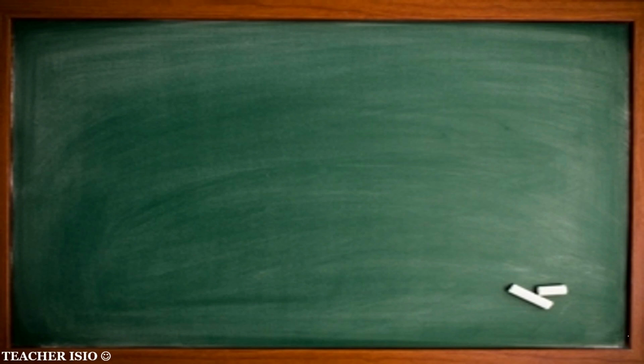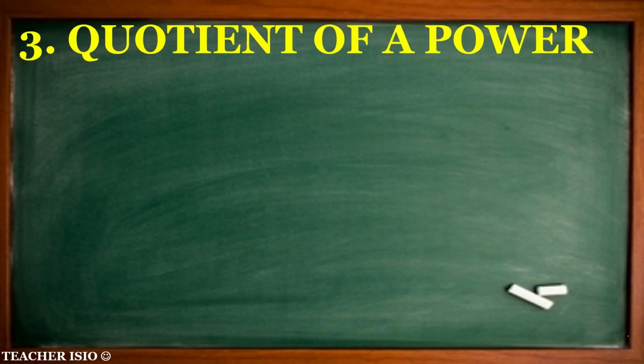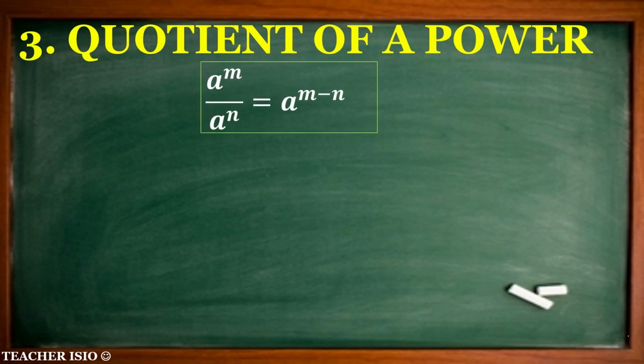Ngayon, mga anak, let's have the third law, which is quotient of a power. According to this, if we have a raised to m over a raised to n, please take note again, same base, it is equal to a raised to m minus n. In short, just subtract the exponent. So, kung kanina nag-add tayo ng exponent, ngayon naman, iso-subtract natin yung exponent.